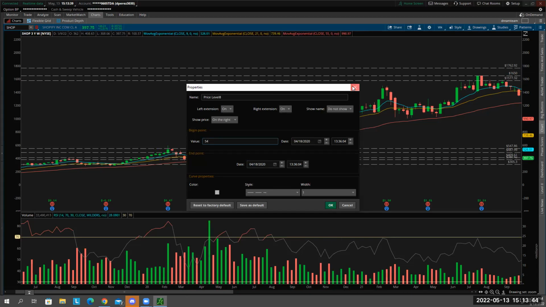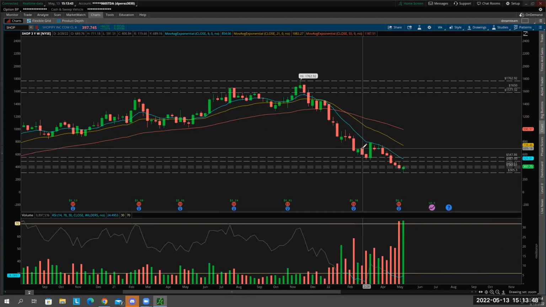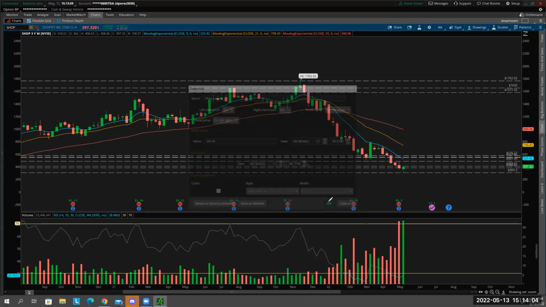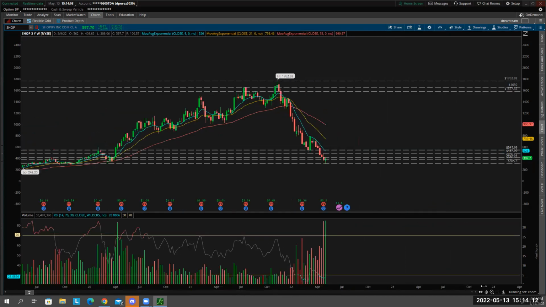I'll get the exact number. 541.41. All right, that's a recent level that we have. So we can keep an eye. As you can see, it's near the 90 EMA. That'd probably be a level that's near rejections.